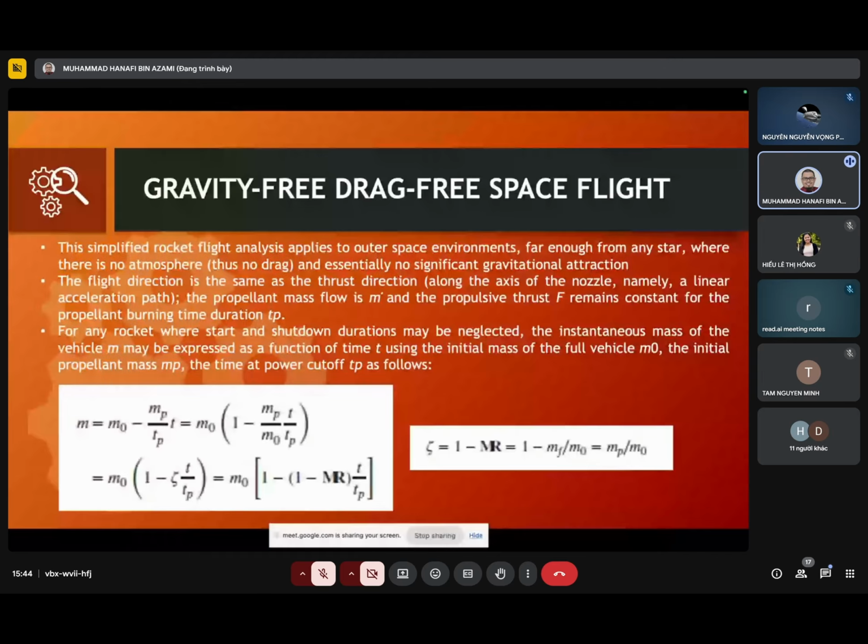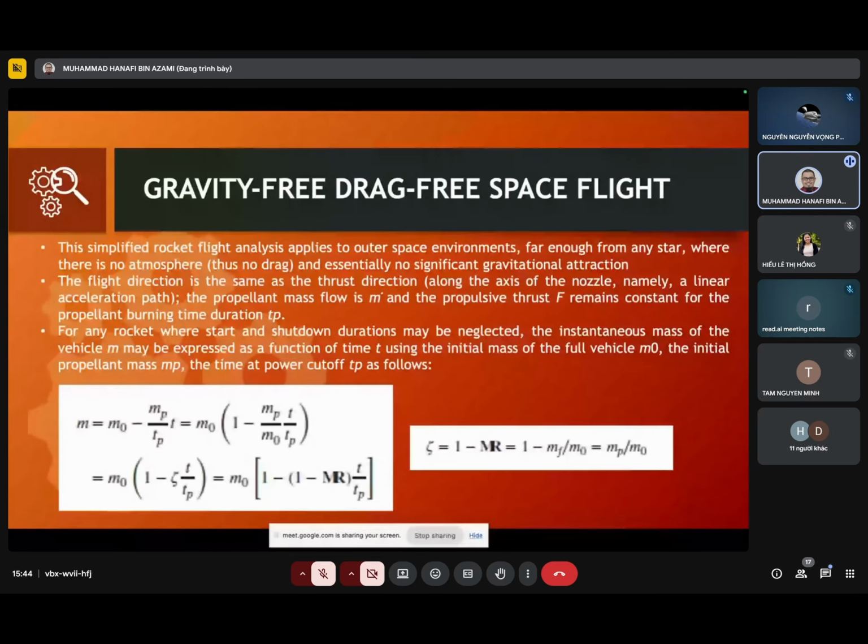For any rockets where the start-up and blow-down duration can be neglected, during the firing, ignition, and also during the shutdown, the times are very short. So this is what we assume, it is neglected.